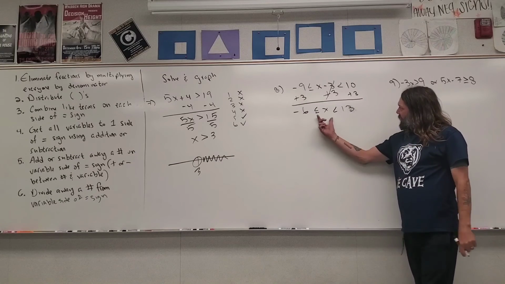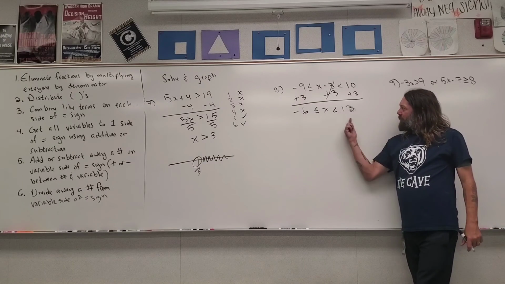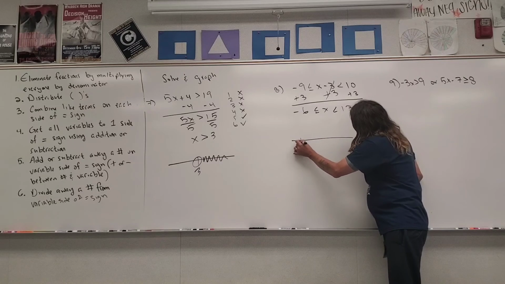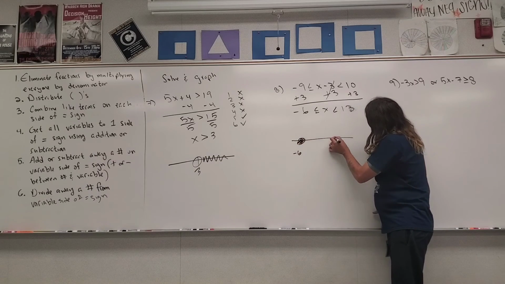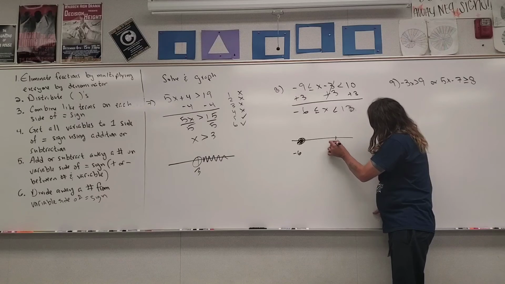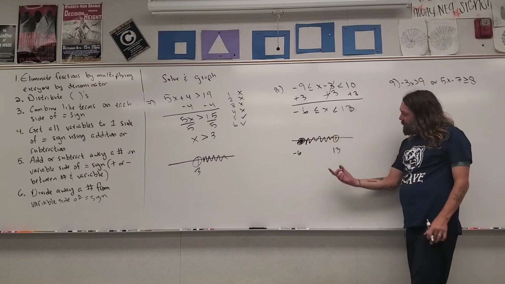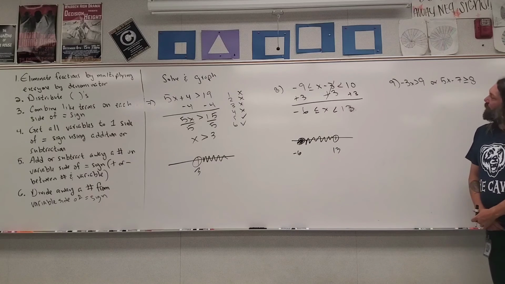So this literally says that the shading is between the negative 6 and the 13. Okay, that's what that means. Negative 6. And it's a solution at negative 6. It's not a solution at 13. But any number between that will be a solution. So that's how we graph that one. And on to number 9.